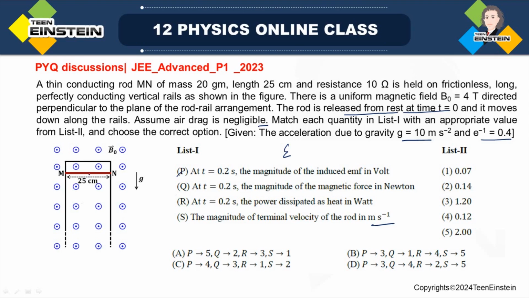Look, I'll explain one more important point which you need to consider while solving this problem. So what is the concept? This is obviously a problem of motional EMF. When it is released from rest, since it has certain mass, it will try to move down due to gravity. At the same time, the EMF produced over here will try to pull it back in this way.